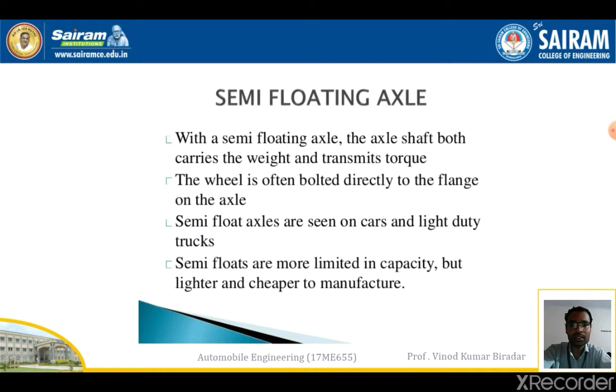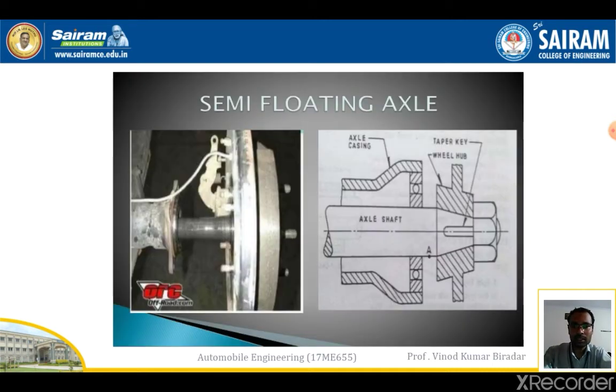Semi floating axles are seen on cars and light duty trucks. These are used only in lightweight cars, not for trucks and sports cars. Semi floating axles are more limited in capacity, but lighter and cheaper to manufacture. So they are used in almost all lighter vehicles because manufacturing is cheap, with less cost. The shape is like this. On the right-hand side, a 2D diagram shows the vehicles where the semi floating axle is used, along with the vehicle picture. This is about the shape of the semi floating axle shaft.